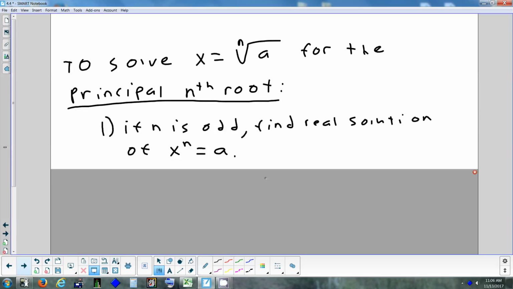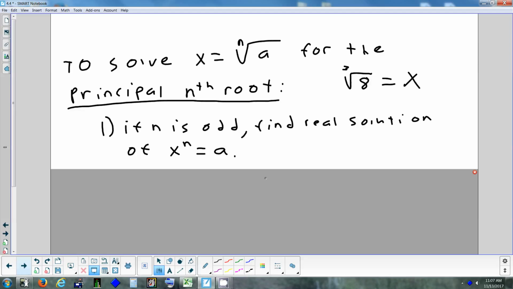But principal just means one answer. And there's really 2 cases we can look at. If you're doing an odd root, and the next one we'll look at is an even root. Okay, so if n is odd, basically what you're doing is solving this equation. I'll make up an example and show you. I'm going to do an odd root, a relatively low one, just a cube root. So let's find the cube root of 8. Pretend like we didn't know what that was.